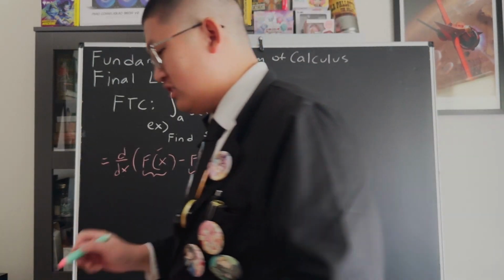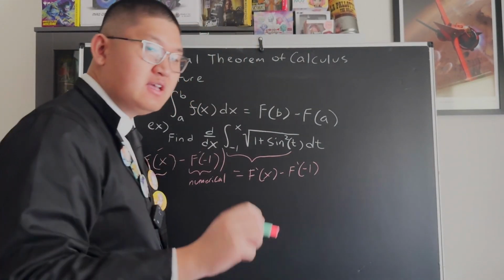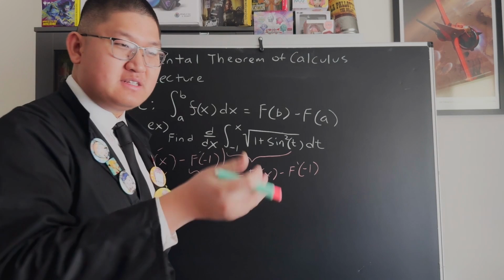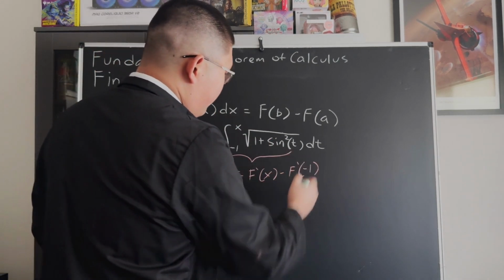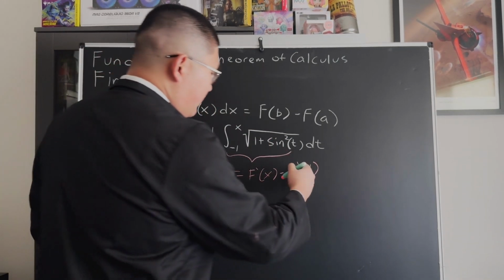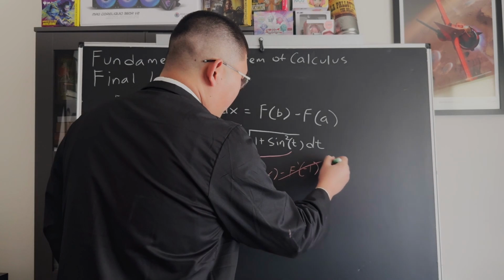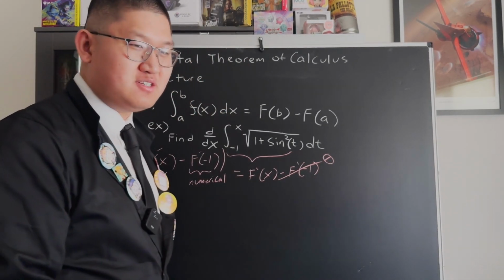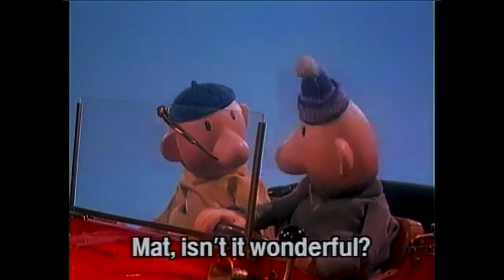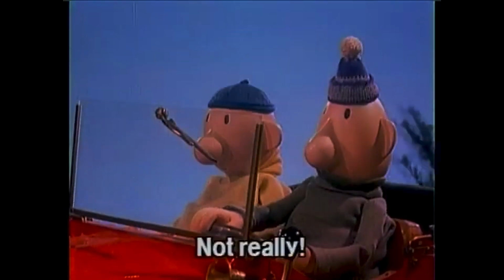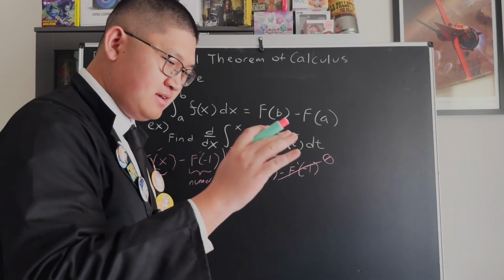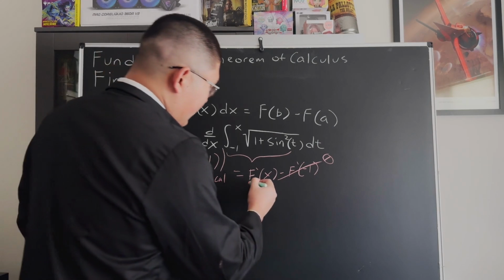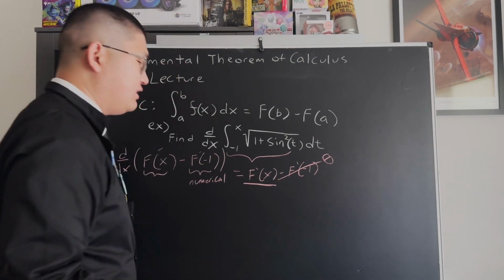Okay? And just like we have said previously, f of -1 already is a numerical value, so the derivative of f of -1 will just give us 0, because it's just a number and any derivative with respect to x will give it back to 0. Isn't it wonderful? Not really. Not really? Don't worry about it. We still have this whole issue to deal with.